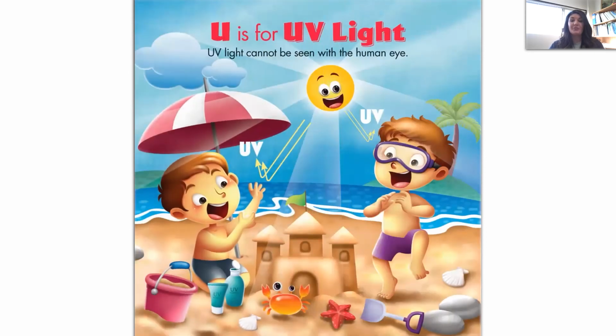U is for UV light. UV light cannot be seen with the human eye. UV light is what can harm you when you're out in the sun. That's why you need to put sunscreen on to protect you from the UV light.